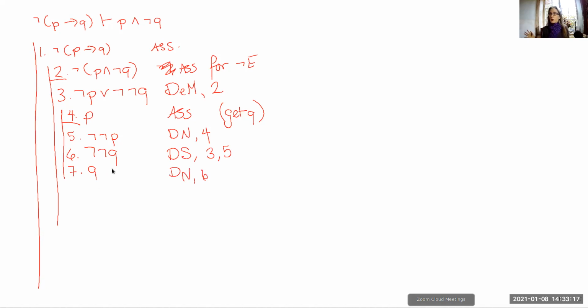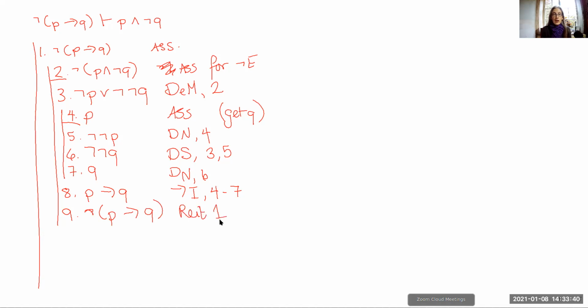But look at that. Q was what we wanted to get. So conditional introduction says that if we have P, then we can get Q. And this is justified with the subproof at lines 4 to 7. But the reason we wanted to get P implies Q is because it is the negation of our first premise, which says actually it's not the case that P implies Q.